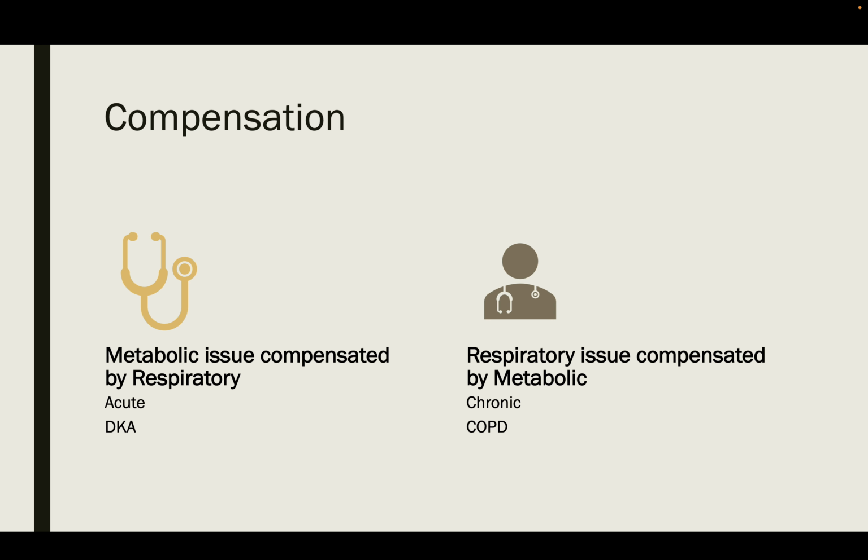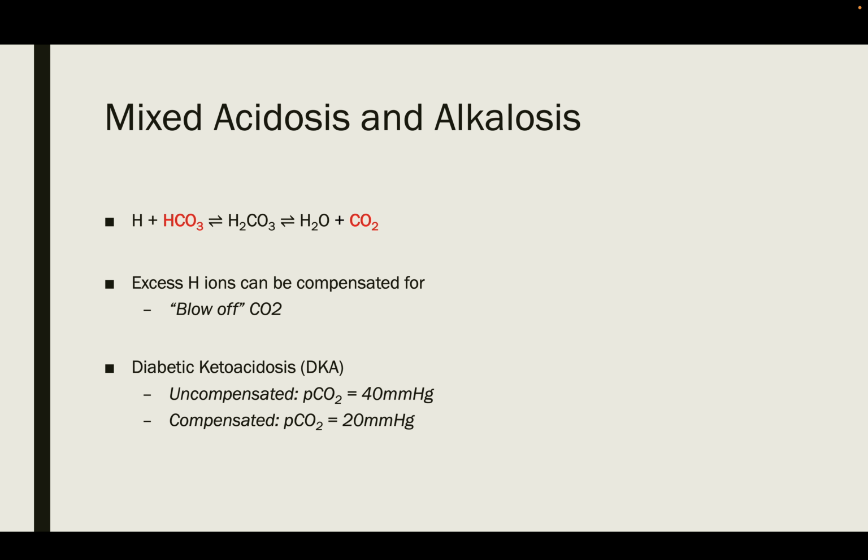Same thing in the other direction. Maybe it's a respiratory issue. Maybe it's a respiratory acidosis. Again, over time, the metabolic side, your kidneys, are going to kick in and try to bring that pH back to normal. So in this case, we're going to see a normal pH at 7.35 to 7.45, but with both carbon dioxide levels and bicarb levels being outside of our normal ranges. So here, when we're compensating, we are actually mixing acidosis and alkalosis.